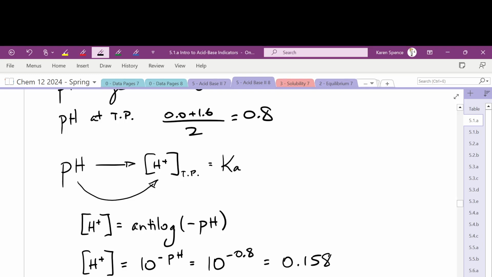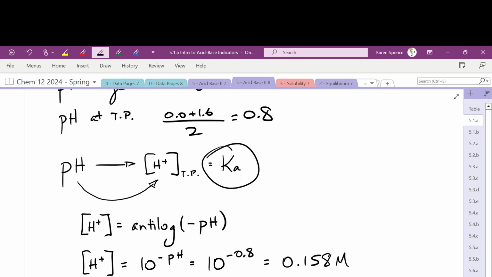Now that would be molar because it is a concentration, but we don't actually want hydrogen ion concentration. We want the Ka, and the Ka is equal to the concentration of H plus at the transition point. So that's going to be equal to 0.158, and we're going to drop the molar because now it's a Ka value and does not have a unit.